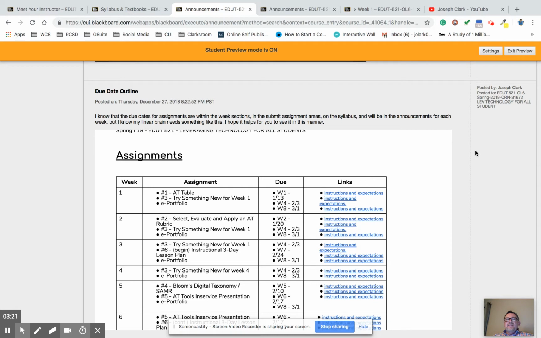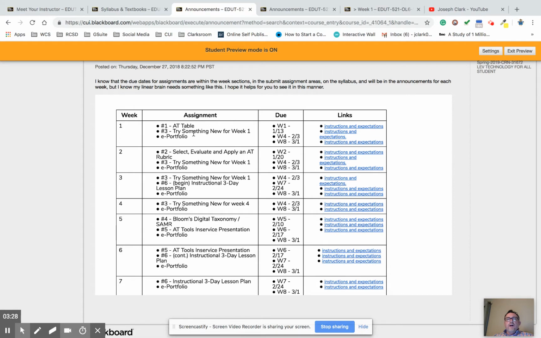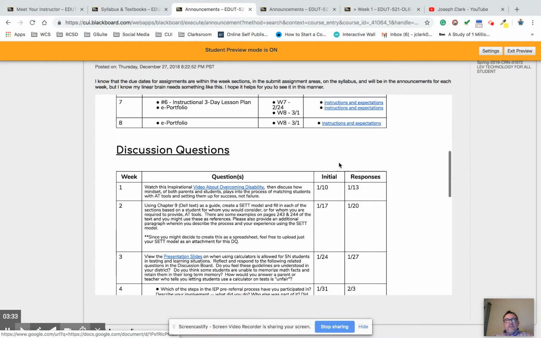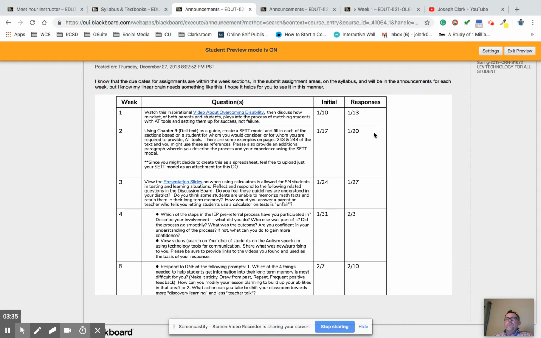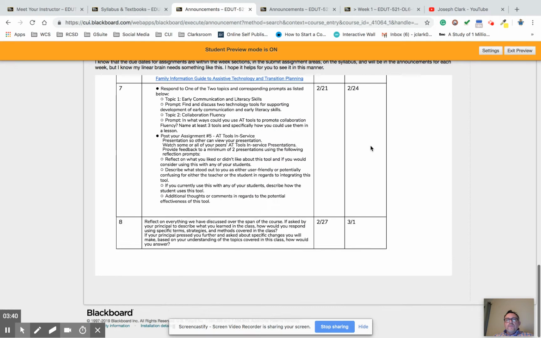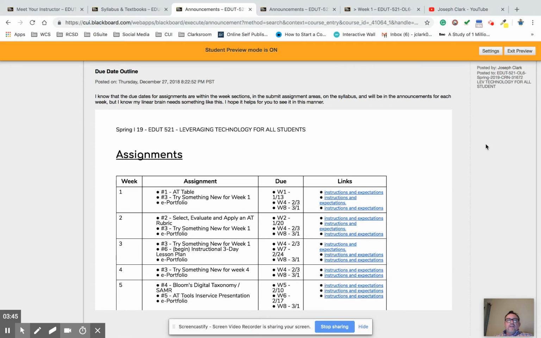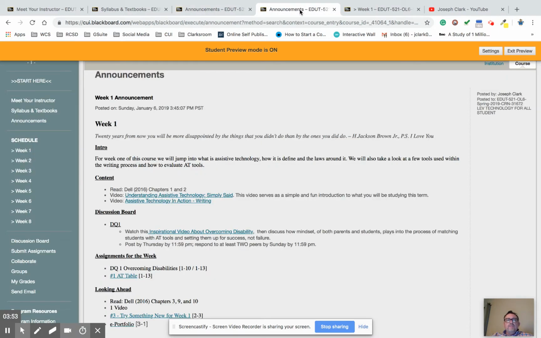So it's going to be the very first announcement. If you scroll all the way bottom to announcements, it's going to be right here. It's your weeks, what's assigned that week, when it's due, and all the links for it. And then there's also the discussion questions right there with your initial and your responses, due dates there. So it's not something you have to use, but it's just one more resource for you. Hopefully it makes your life a little bit easier. Once again, I know with teaching and grading and all in life that goes on, hopefully this is helpful for you guys. With that being said, here's what a weekly announcement looks like.